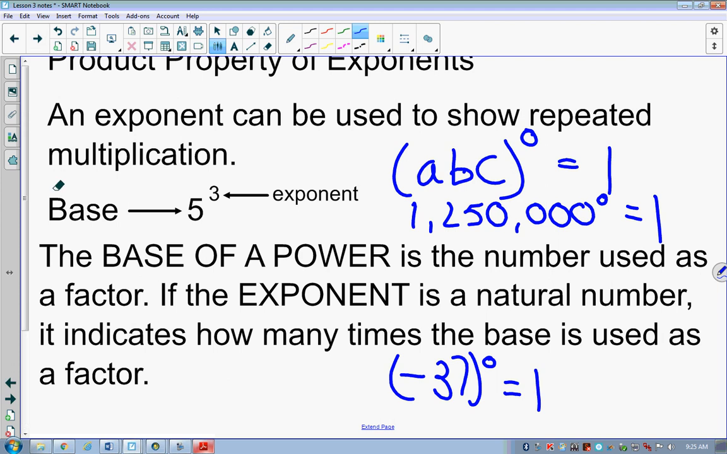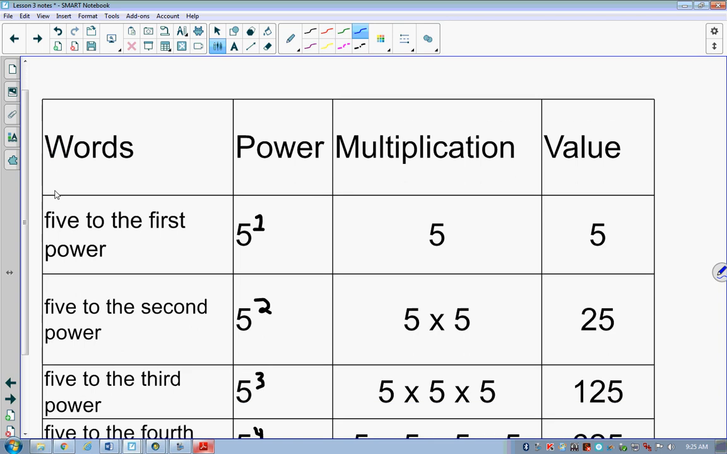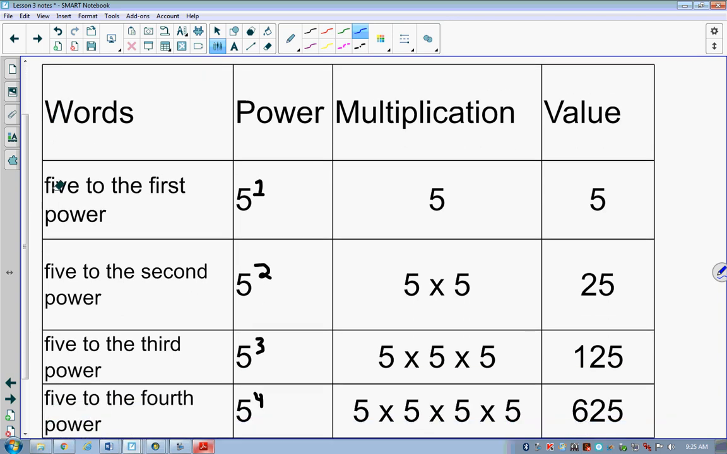We move over here, and you'll see this chart in your book. If we use this phrase, 5 to the 1st power, anytime I take something to the 1st power, what am I going to get from it? I'm going to get that same number back. So 5 to the 1st is just 5. I'm not multiplying it by anything. 5 to the 2nd power means 5 times 5, which is 25. 5 to the 3rd, 5 times 5 times 5, is 125. 5 to the 4th, 5 times itself 4 times, is 625. Just showing how it works.